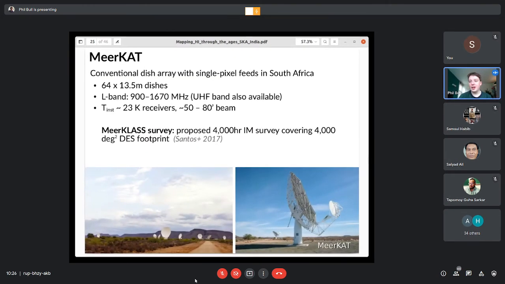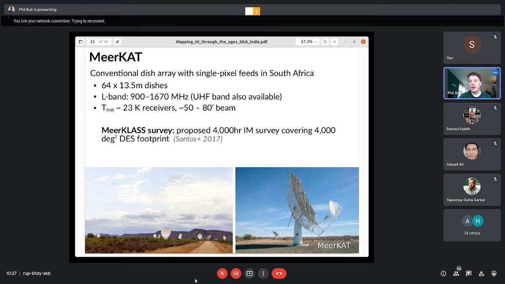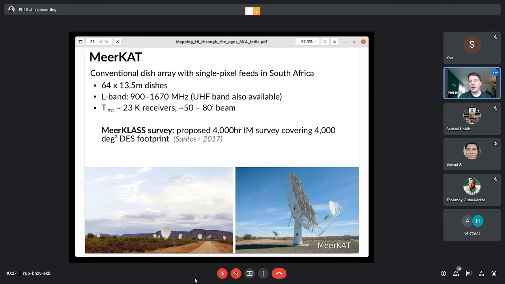So the band we're actually using is the L band, that's 900 to 1670 megahertz. There's a UHF band fitted too. The receivers are actually 23 Kelvin, and each of these is a dual receiver. And as an interferometer, for our purposes, it's for sensitivity reasons.